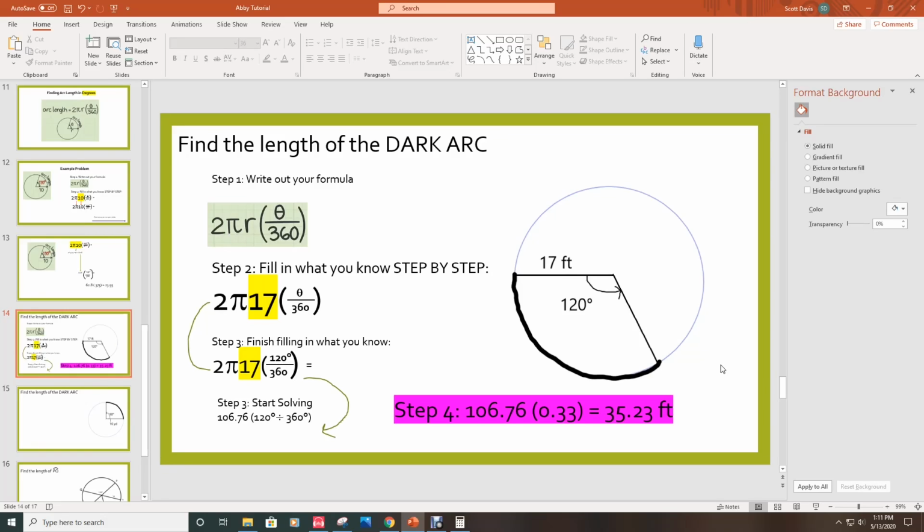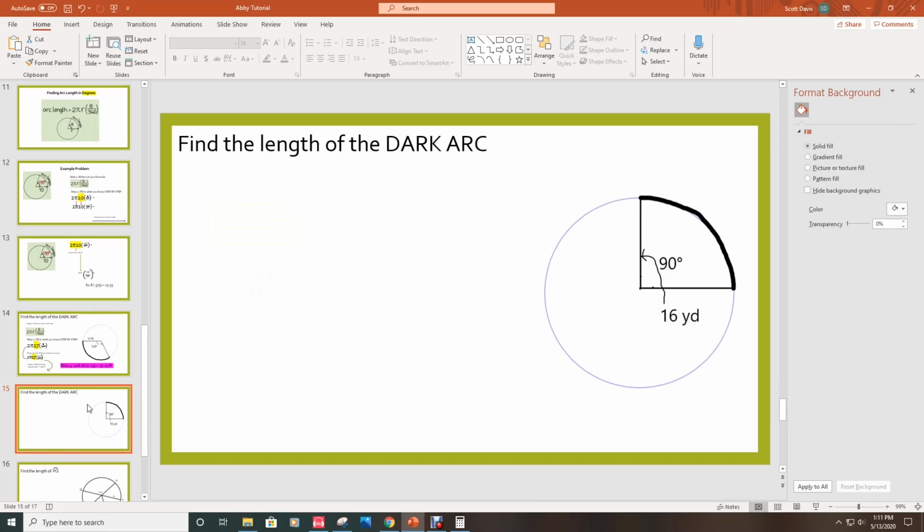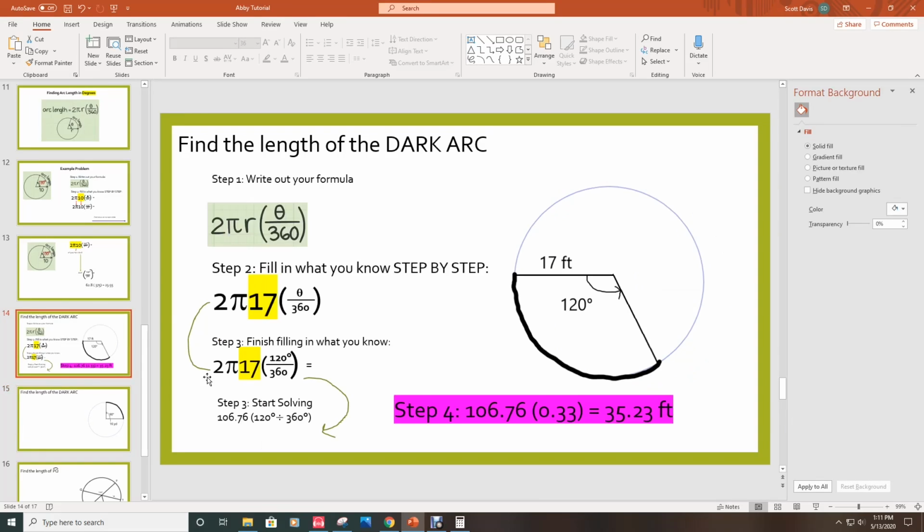But that is our answer: 35.23 feet. That is the length of our dark arc for this circle example. And now what I want you to do is see if you can find the length of the dark arc for your next problem on your own. I think you can do it. I know you can do it.